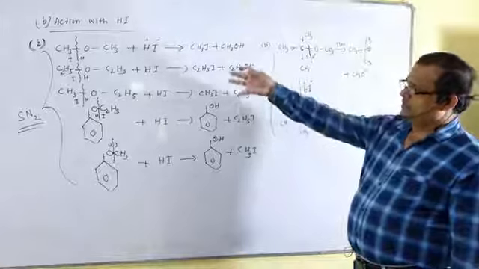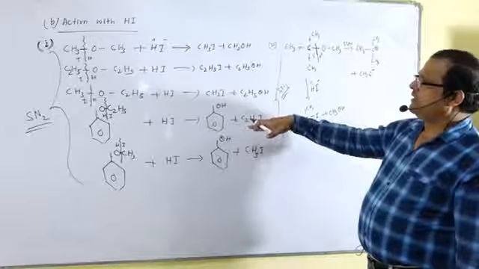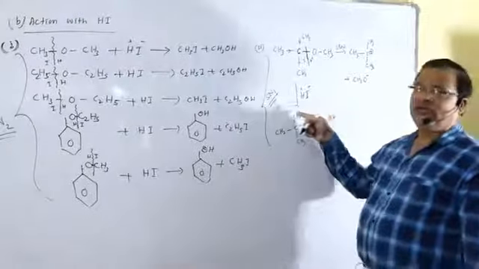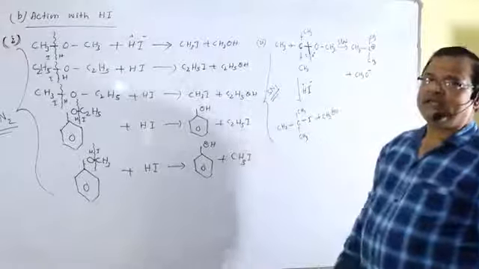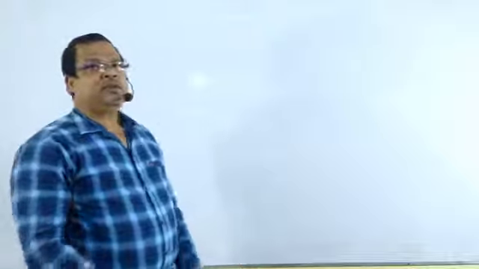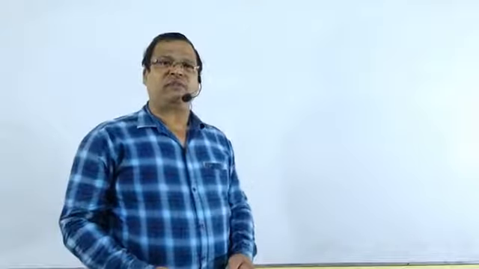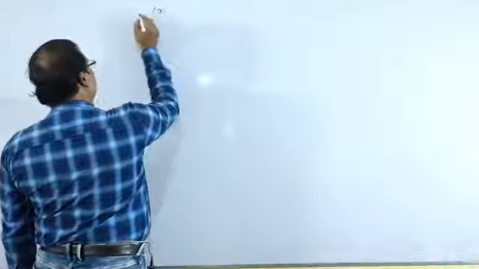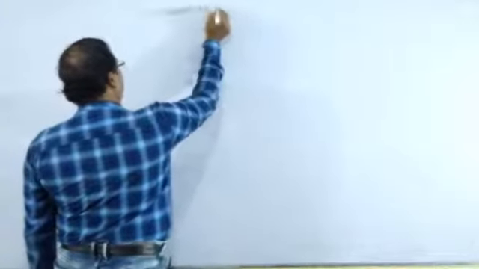Whether we have taken an unsymmetrical ether, that one is also unsymmetrical, but that will proceed through the SN2 mechanism, whereas this will proceed through the SN1 mechanism. Next we'll discuss the oxidation of ether. The oxidation of ether can also be explained on the basis of two incidents, that is, oxidation of ether.